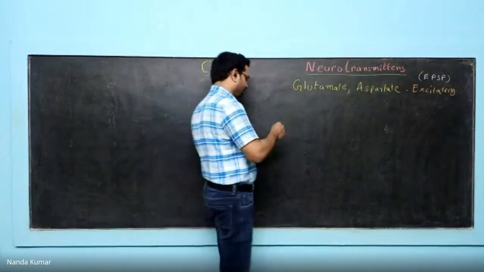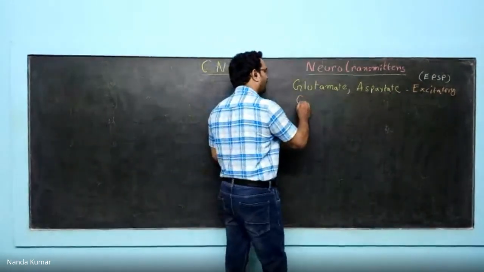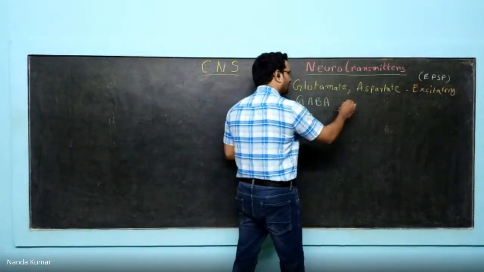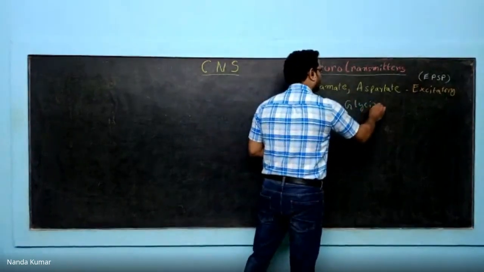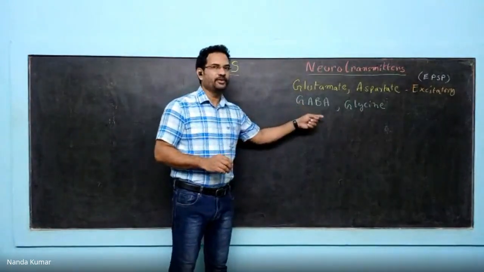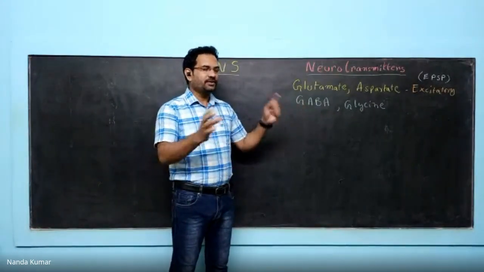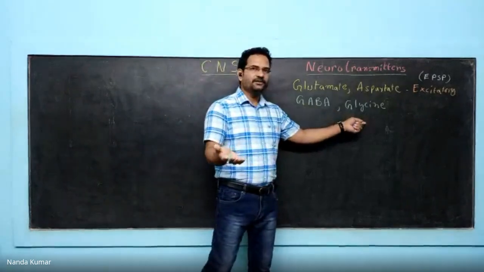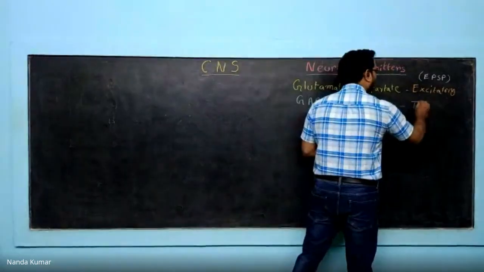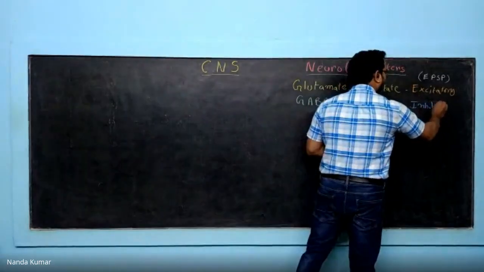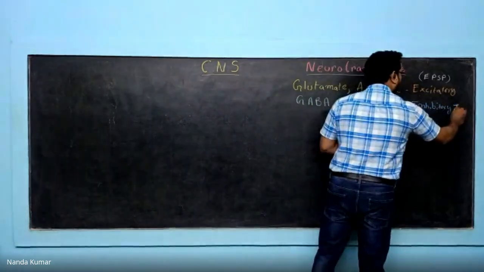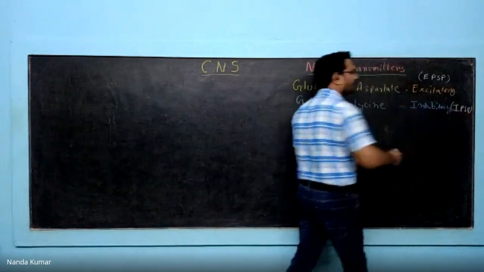Along with this, you have some other things like gamma amino butyric acid and glycine. These two are also amino acids, glycine and GABA. This is gamma amino butyric acid: acid is there, amine is there, so it is called an amino acid. Glycine is the basic amino acid. Now, these two are inhibitory neurotransmitters, and they generate inhibitory postsynaptic potentials.